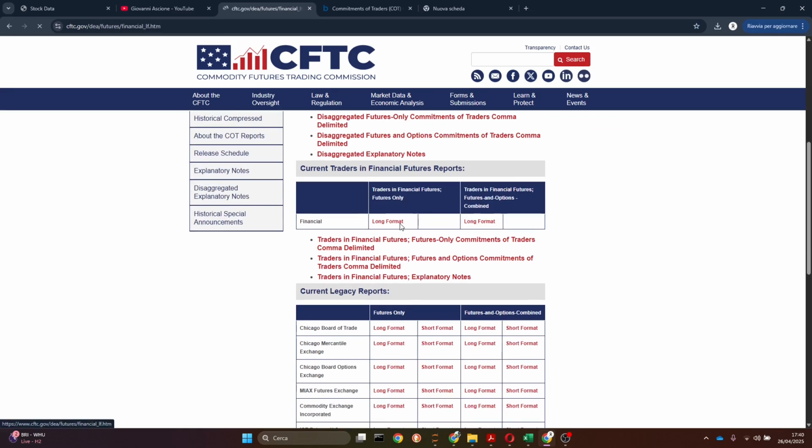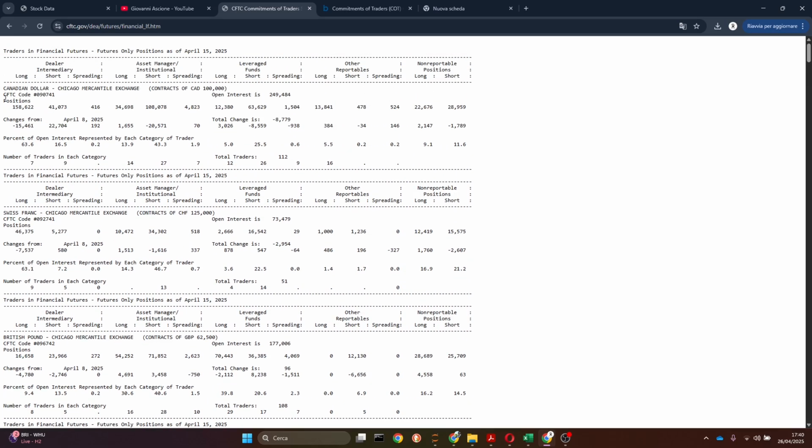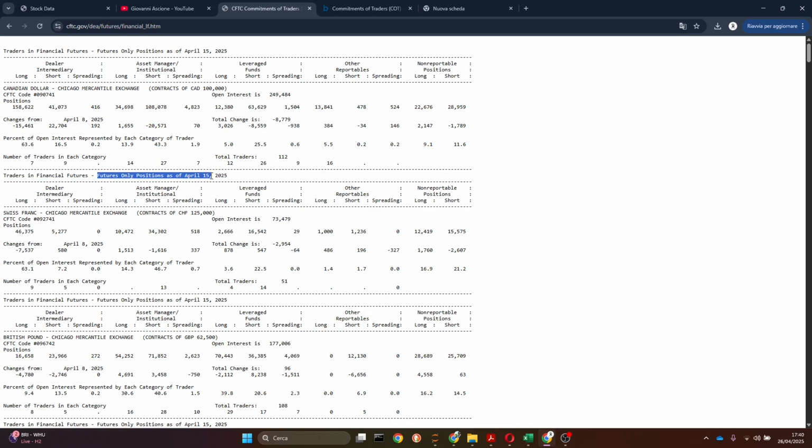So just to give you an idea on how to read this, this is how the report looks, and what are the main items to analyze. For example, let's take this as an example. This is the future of the Swiss franc, so the dollar against the Swiss franc future. First of all, you have the last record date of April 15. Like I said before, this report is weekly, so the next will be on 22 April. The previous was on 8 April.